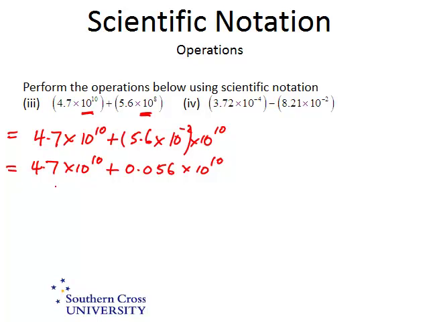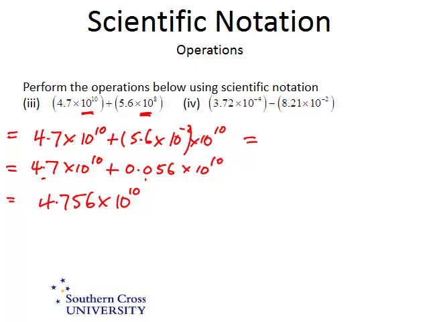Now you've got the two numbers in the same place value, you can actually add these. So it's going to be 4.756 times 10 to the 10. It's like saying we have 3,000 plus 2,000 is 5,000. The place value is 1,000, so here the place value is 10 to the 10, and we add these two together. Okay, we need to do the same with the next one.